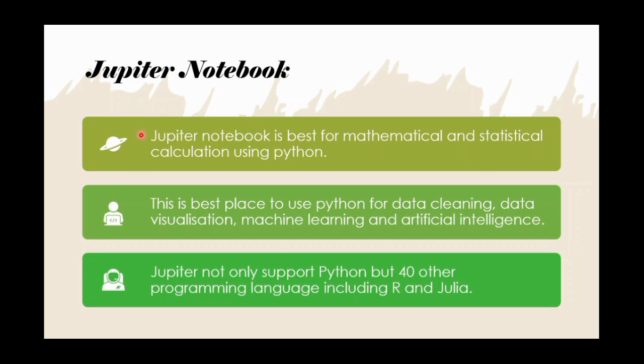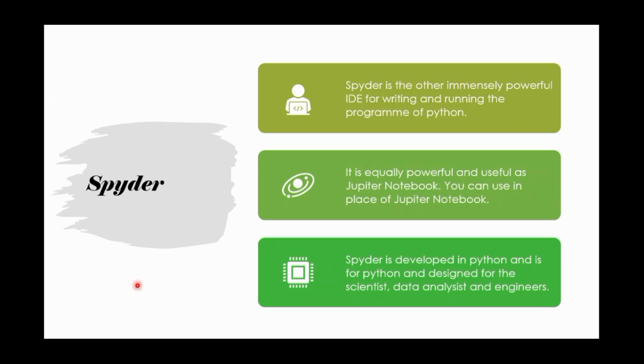Jupyter Notebook is best for mathematical and statistical calculation using Python. This is the best place to use Python for data cleaning, data visualization, machine learning, and artificial intelligence. Jupyter Notebook not only supports Python but 40 other programming languages including R and Julia.